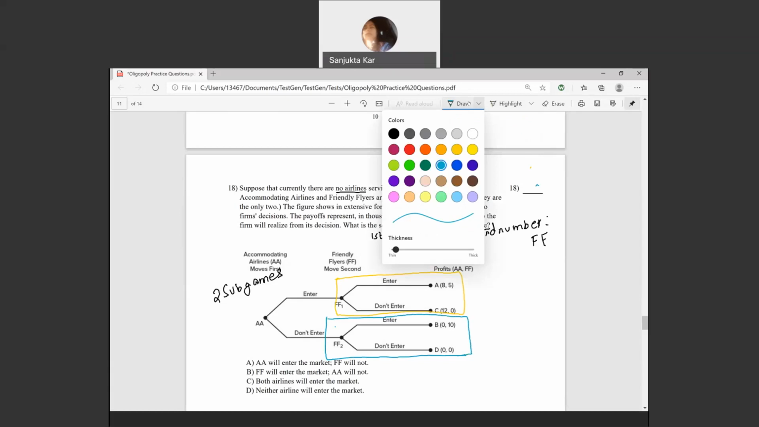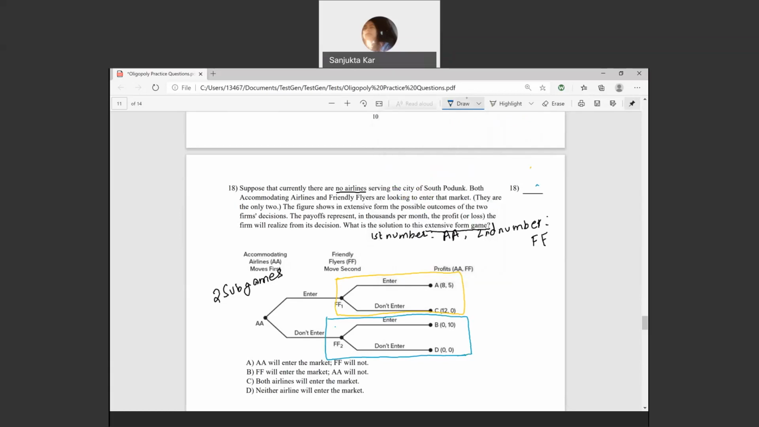I'm going to be looking at the second numbers in brackets for each subgame and compare. All right, take a look at the first subgame here. So this is the first one. I'm going to work with this one first. And this is the second subgame. Compare 5 and 0.